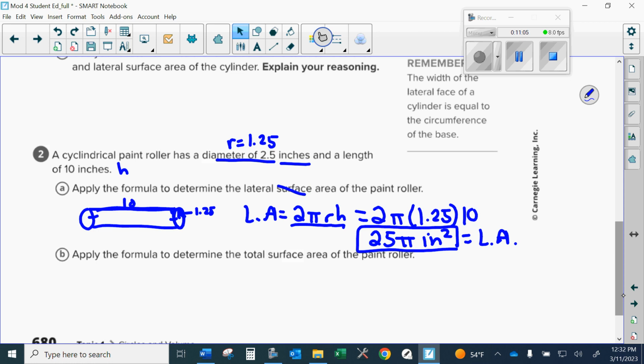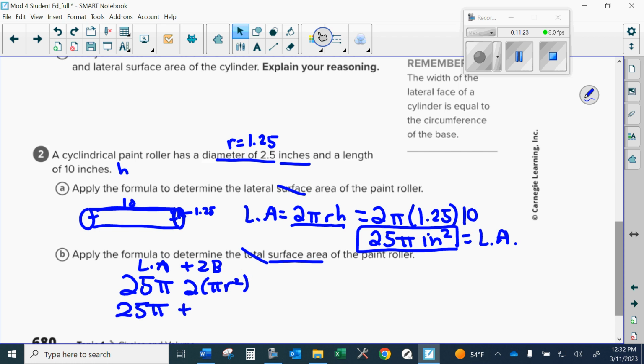Total surface area would just be the surface area. So now you would add on that 25 pi from the lateral area. And then how many bases does it have? It has 2 bases. Pi r squared, right? So I have 2 times pi r squared. So I have 25 pi plus 2 times pi 1.25 squared. And then you can put that in the calculator and get whatever that answer is.